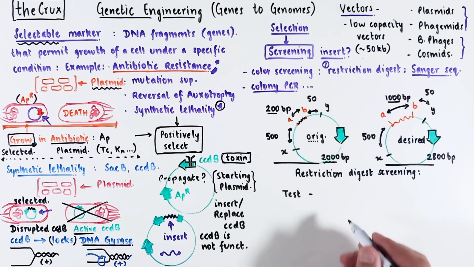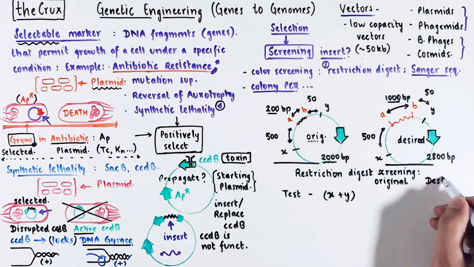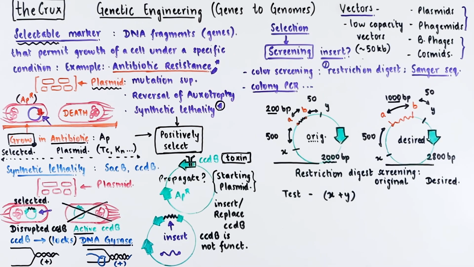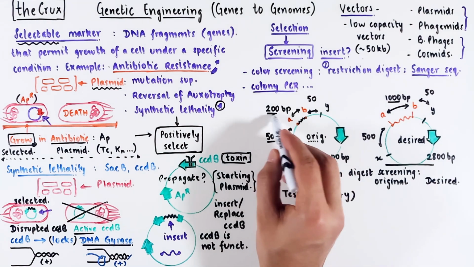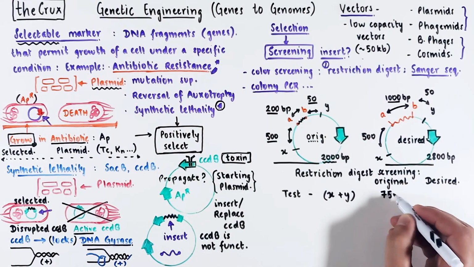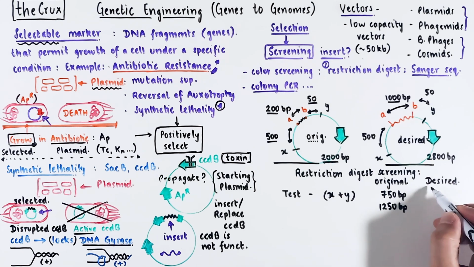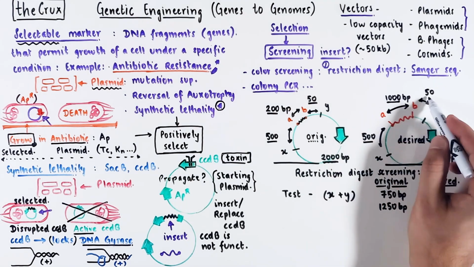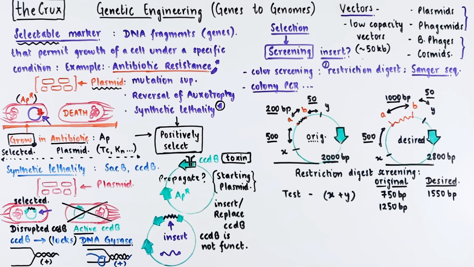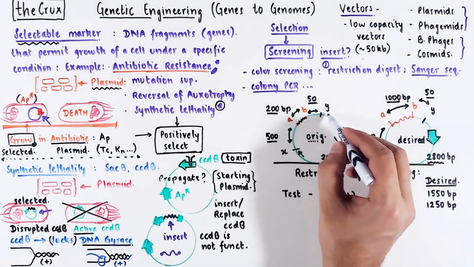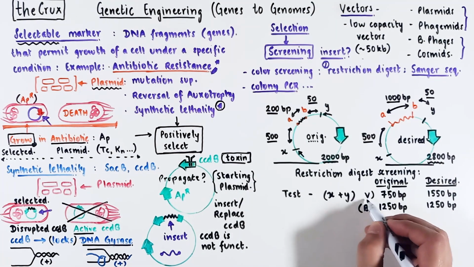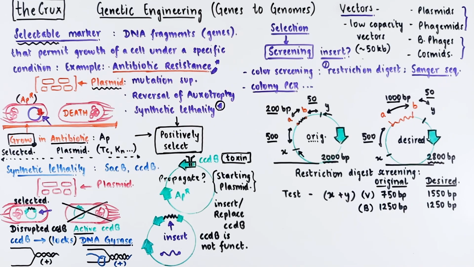The most intuitive test you can think of is to digest your plasmid with enzymes cutting at X and Y. Depending on the original and desired plasmid, the outcomes will be different. For the original plasmid, X and Y digest will give you 750 bases on the inside and 1250 bases on the outside. In contrast, the desired plasmid will have a bigger inside fragment of about 1550 bases versus 1250 bases on the outside. The so-called outside is referred to as the backbone of the plasmid, whereas the insert part is variable. The unchanged backbone of the plasmid is a good way to tell that you are at least screening the plasmid you started with and not some unexpected trash.